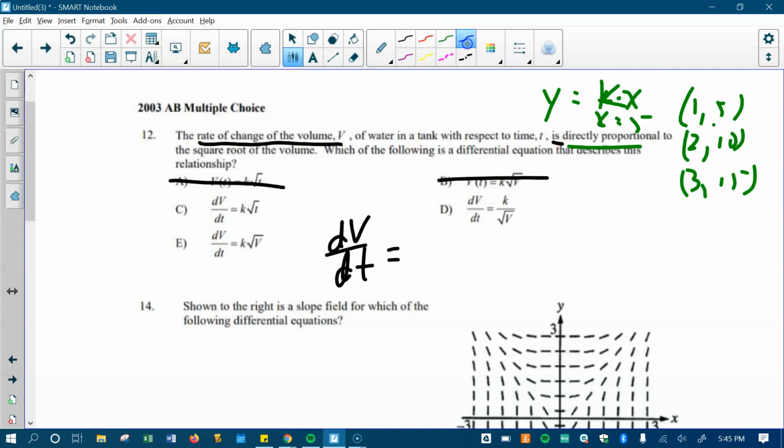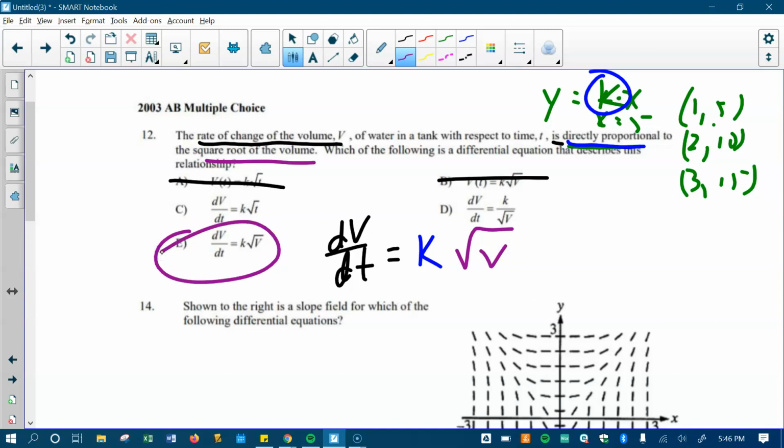In other words, whenever you see directly proportional, put a k in front of it. So this is k times the square root of volume. The square root of volume we said was V. It looks like E has to be our answer.